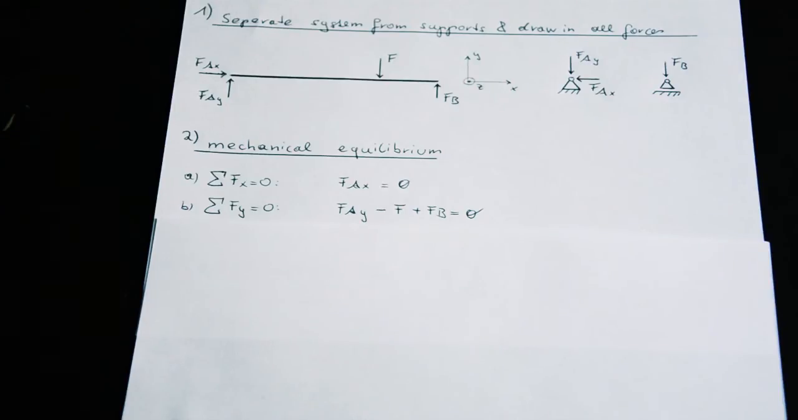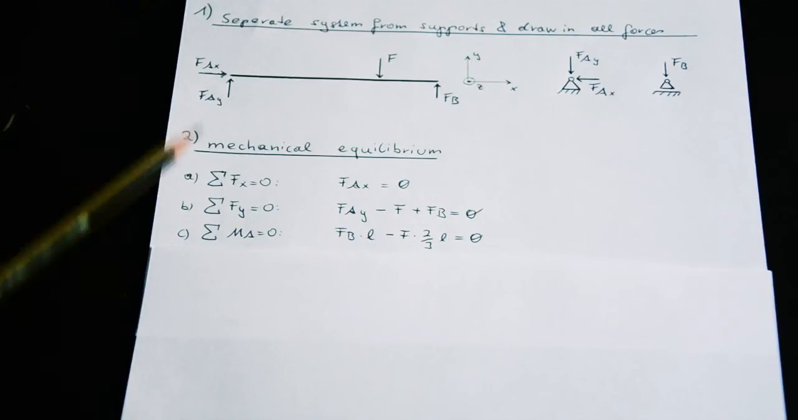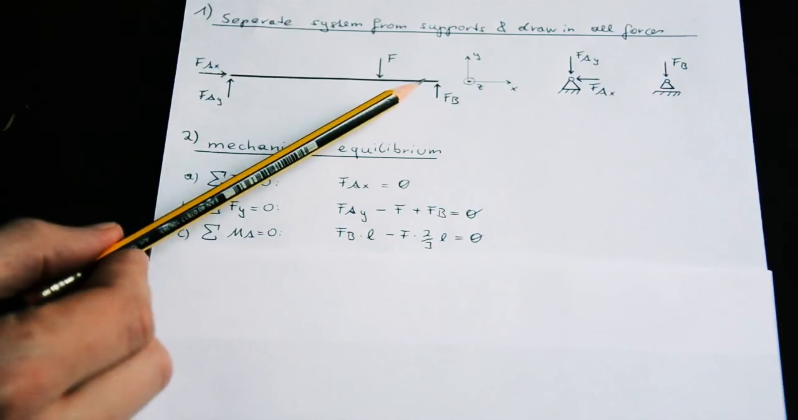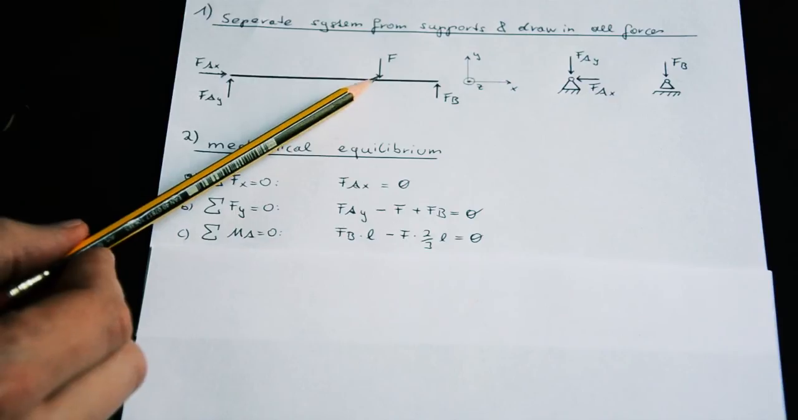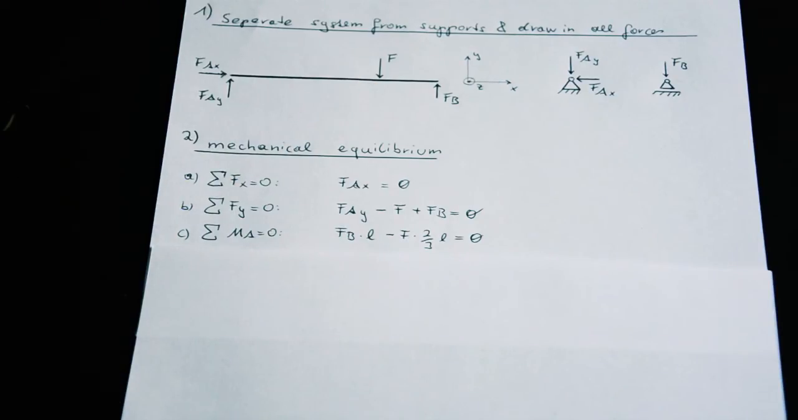And the third equation is the sum of all moments concerning any point has to be 0. Theoretically, this could be every single point on our system. But indeed, there are just a few points that we could choose. This is point A, point B, and the point where F is acting. Okay? Because for these 3 points, we know the dimensions, we know the distances.